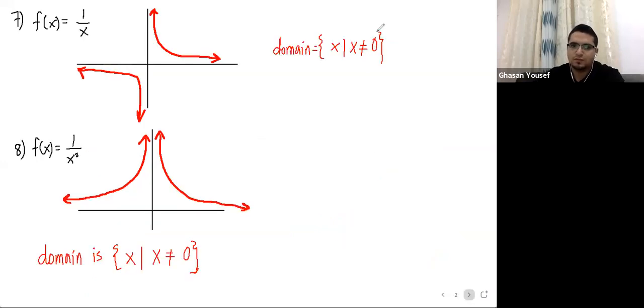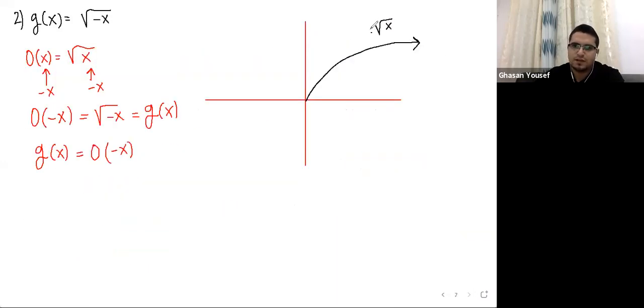So square root of x, this is the O of x, the original function. Then I should reflect it around the y-axis, because the minus is inside the parentheses. So my mirror here is the y-axis.